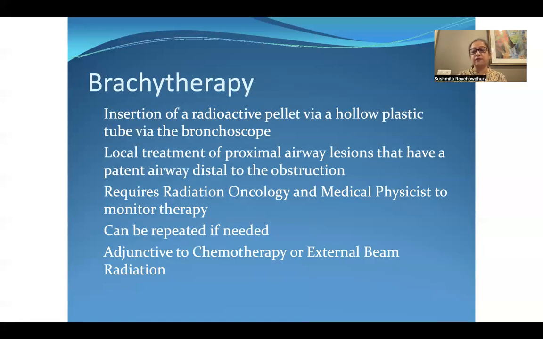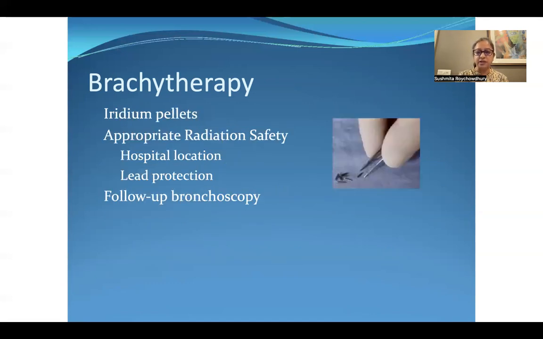This is quite a favorite for many oncologists for brachytherapy of lesions, where insertion of radioactive pellets via hollow plastic tubes is done via bronchoscope. So our job is to put the radioactive pellets into the proximal airway lesion for local treatment of proximal airway lesions by radiotherapy later, by just putting in those radioactive pellets. And it requires radiation oncology and medical physicists to monitor the therapy of the patient. If necessary, it can be repeated. It is an adjunct to chemotherapy or external beam radiation in patients with proximal airway malignancies.